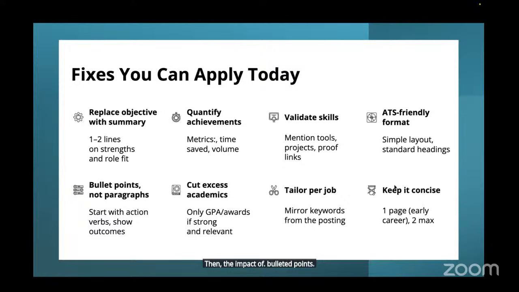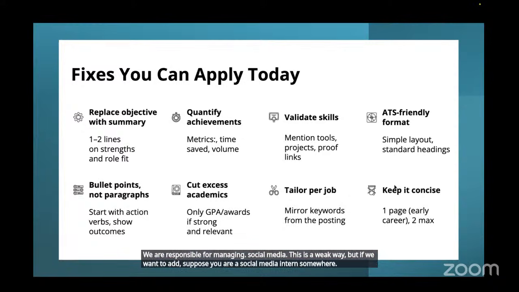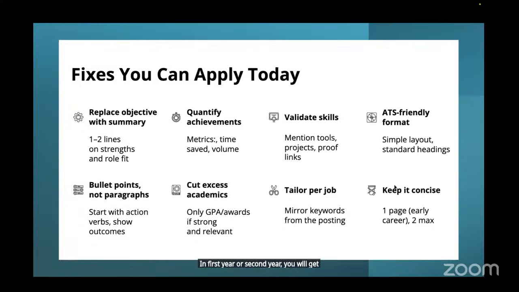The weak way we can add a bullet point is: we are responsible for managing social media. This is a weak way, but suppose you are a social media intern somewhere in first year or second year, you will get a lot of internships regarding this. So if you are adding a bullet point that I am responsible for managing social media, first thing, you must remove I. That is the first person form that I have already discussed and told you. You must remove I. Then you can write responsible for managing social media.